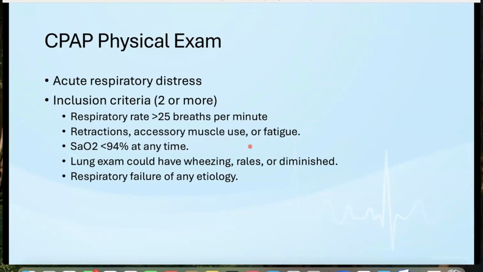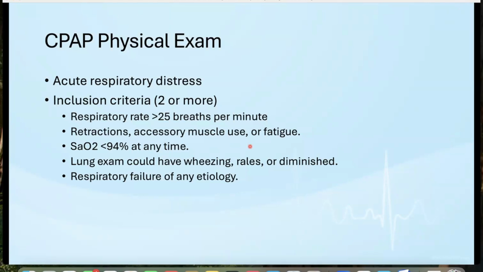So the physical exam findings that we have to put this on is they've got to have some sort of an acute respiratory distress issue. Okay. And then the other inclusion criteria is they have to have two or more of the following, which is they've got to be tachypneic, have retractions, accessory muscle use, or fatigue, a pulse ox of less than 94% at any time. Their lung exam can have wheezing, rales, be diminished, and they have to have respiratory failure of any etiology.